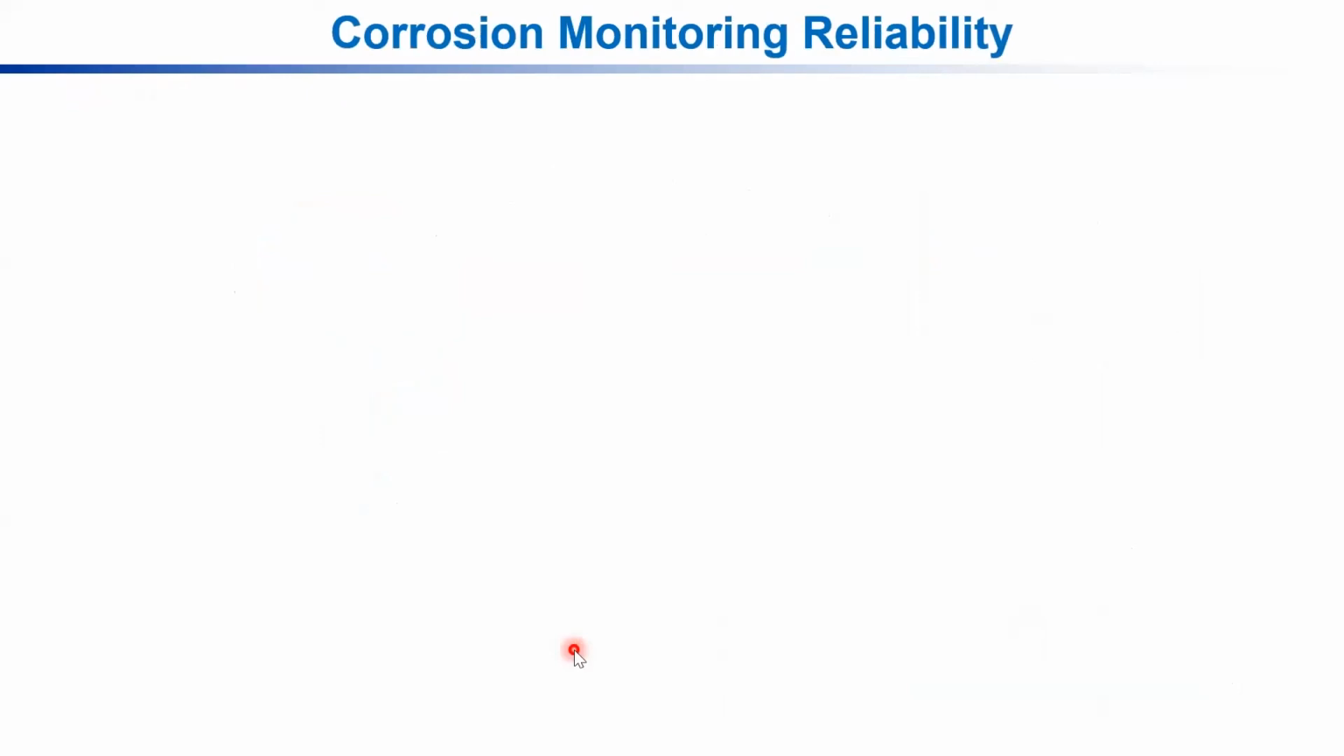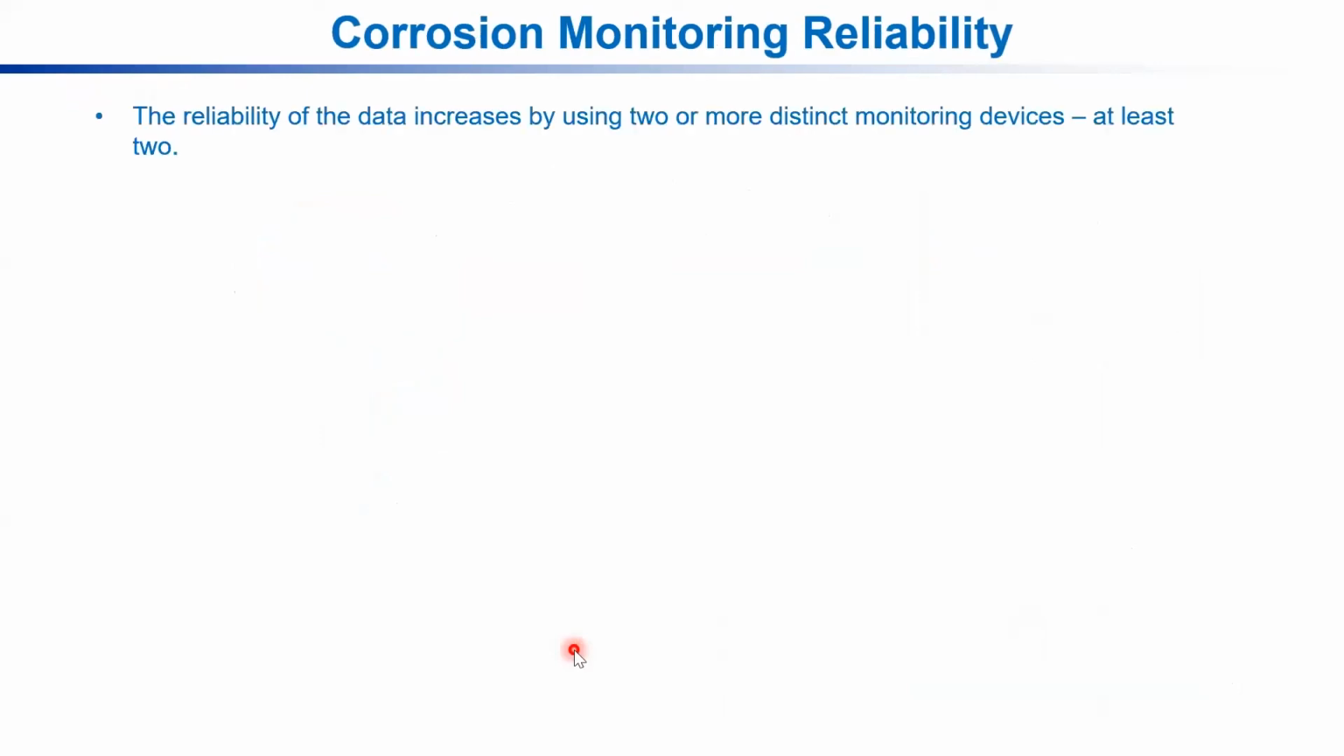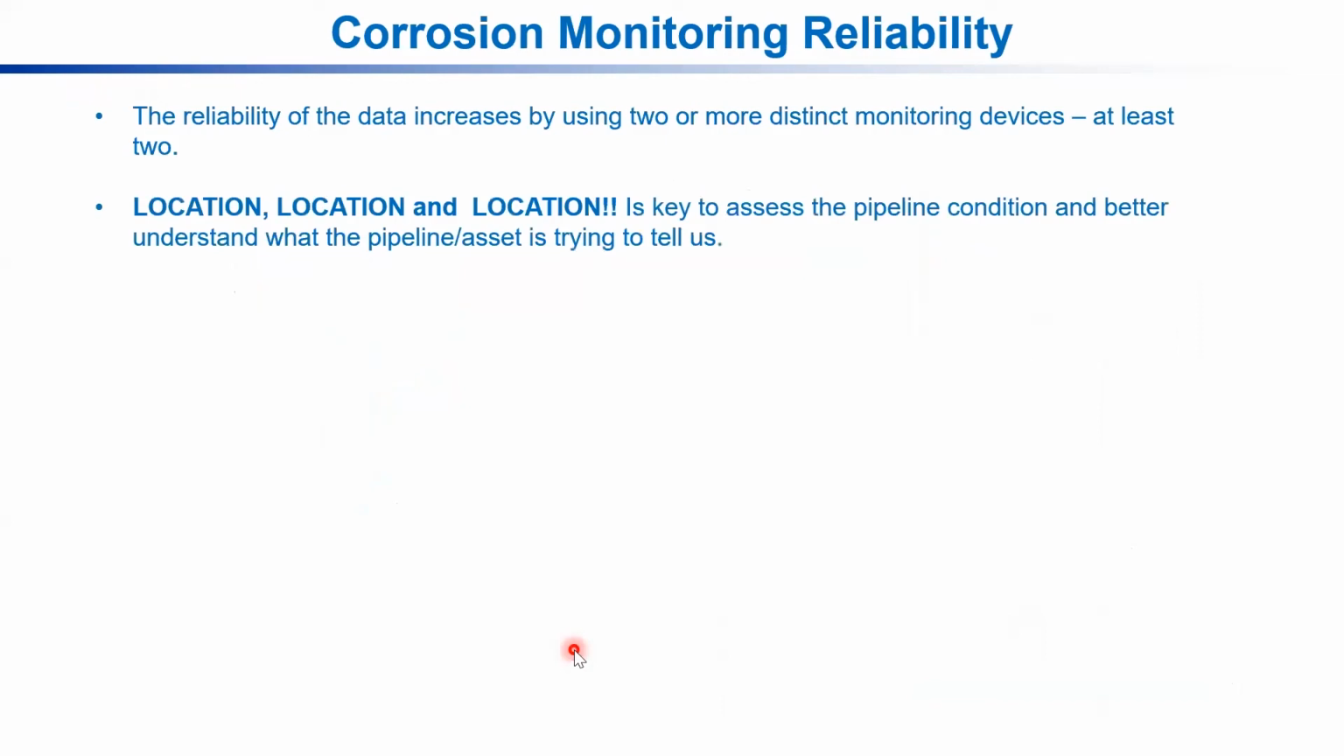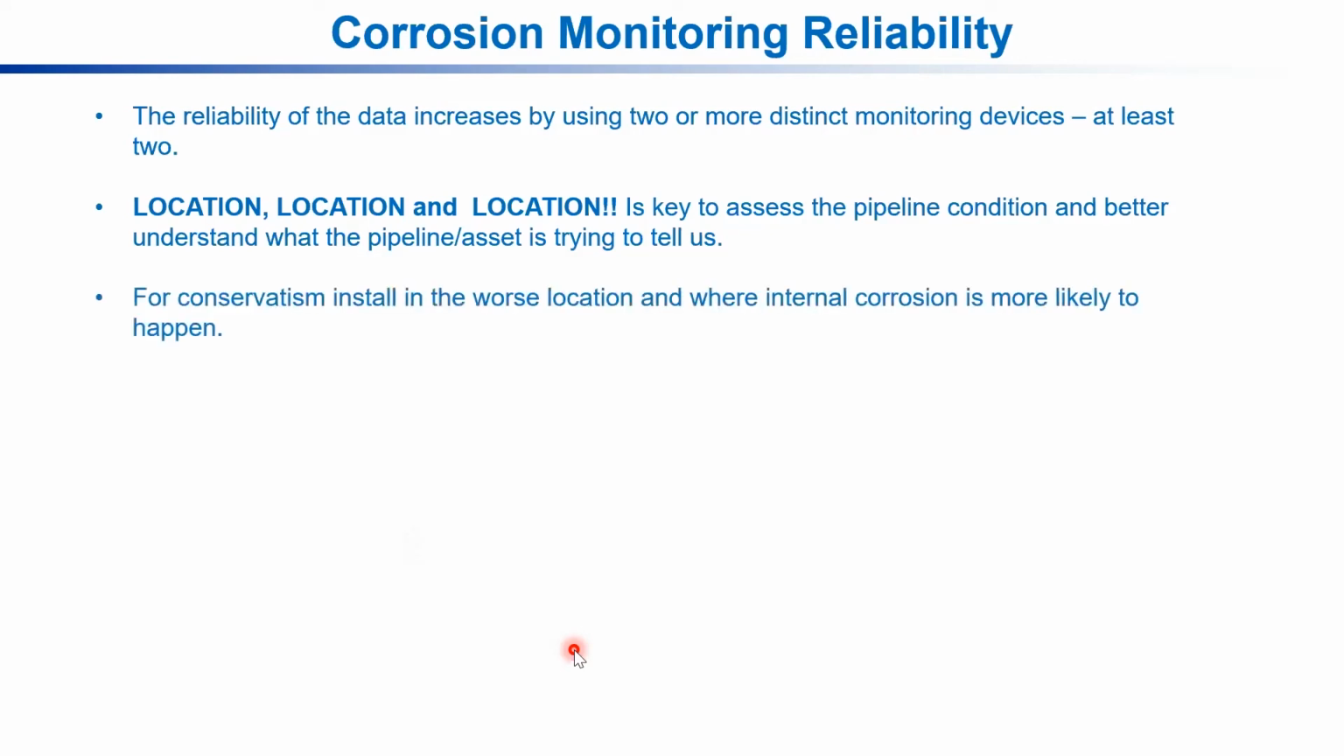Now, corrosion monitoring reliability. The reliability of the data increases by using 2 or more distinct monitoring devices, at least 2. Ladies and gentlemen, location, location, location. This is key to assess the pipeline condition. We want to have it where the water is. We want to have it in the worst location to be more conservative. Okay?